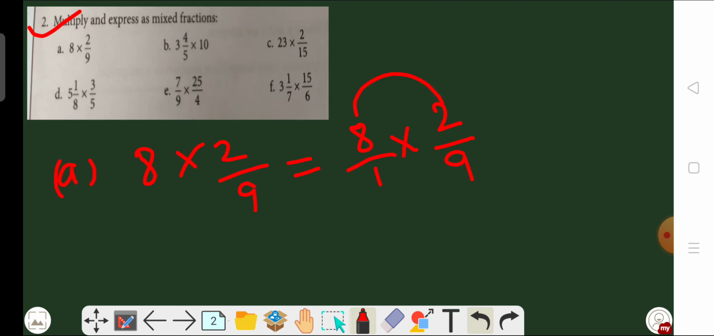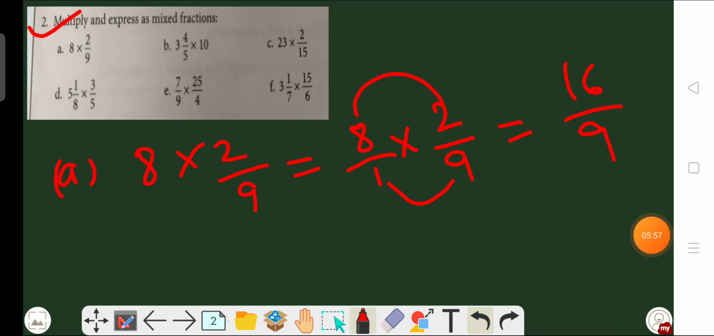Multiply the fractions and express as mixed fraction. Firstly we have to multiply the fractions and then we have to express them into mixed fraction. So the A part is beta 8 multiplied by 2 by 9. This is equal to 8 by 1 multiplied by 2 by 9. We have to multiply numerator to numerator, denominator to denominator. This will become 16 by 9 because there is no common factor between numerator and denominator. Now we have to change this into mixed fraction.